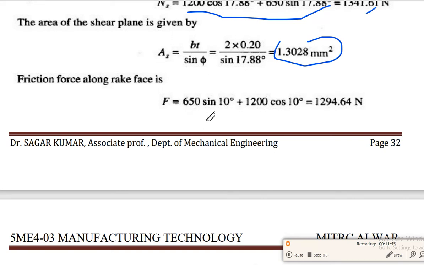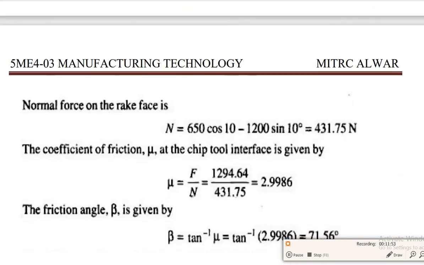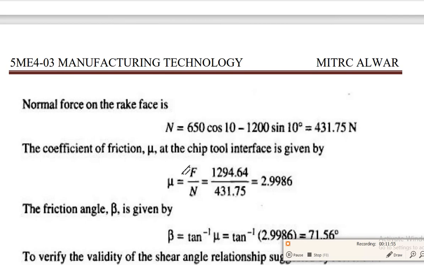So after putting the value, we will get the friction force along the deck face is equal to 1294.64 Newton. Now further, we will find the normal force on the deck face is N is equal to 650 cos 10 minus 1200 sin 10. We have to put the value of horizontal force, vertical force, and the value of alpha. After calculating this value, we will get the normal force on the deck face is equal to 431.75 Newton.